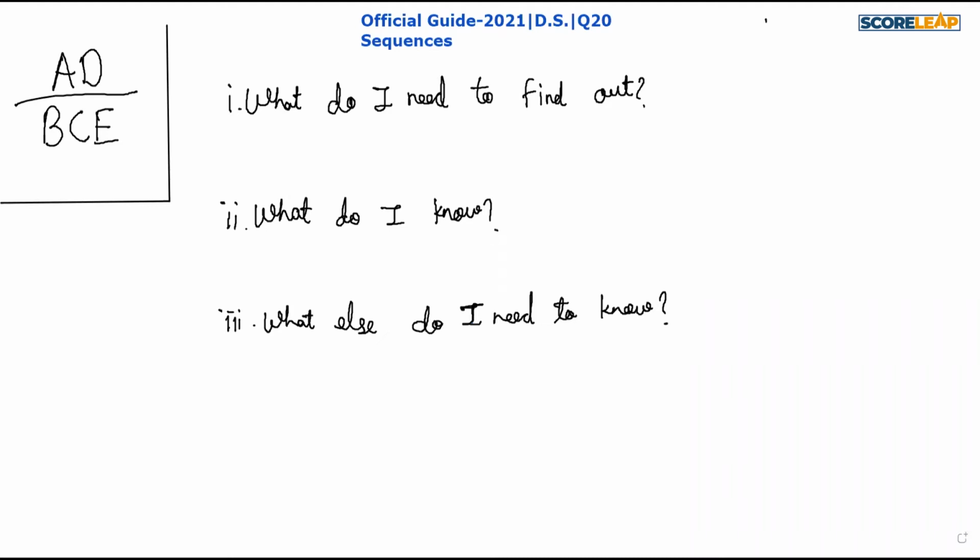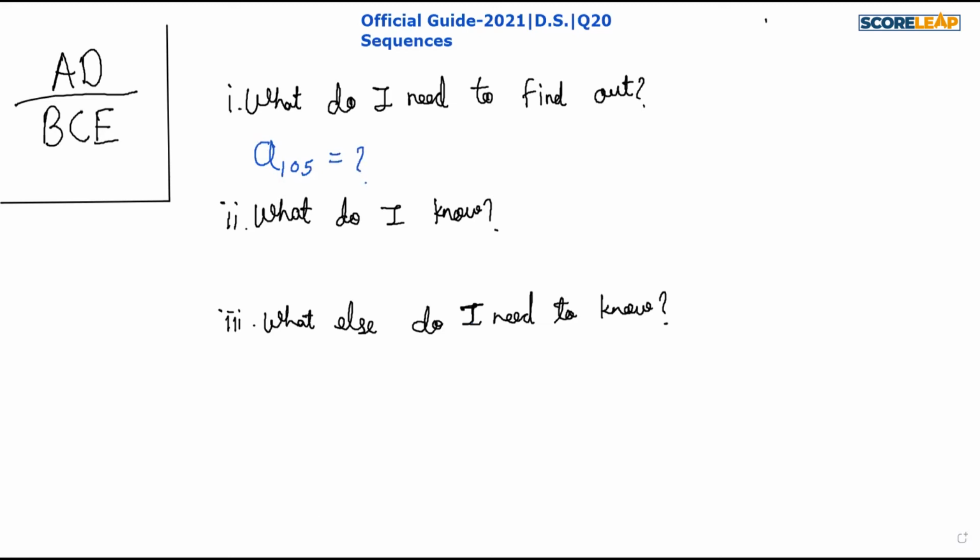Regular data sufficiency type of question. So we need to ask ourselves these three questions. What do I need to find out? What do I know? And what else do I need to know? So the answer to our first question is, what is the 105th term of S? Let me denote it as A105 equals question mark.